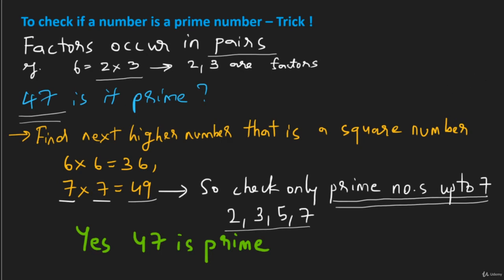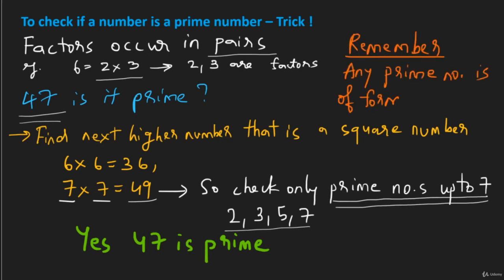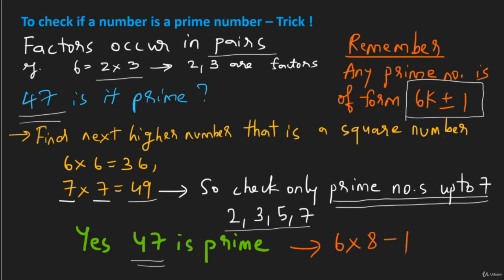Now, let me also tell you one interesting thing about prime numbers. Always remember this, any prime number is of the form 6k plus or minus 1. What do I mean by that? Let's take our example over here. We have 47, right? Let's see whether this is of the form 6k plus or minus 1. Now, I can see that 47 can be written as 6 into 8 minus 1. 6 into 8 is 48. 48 minus 1 is 47.